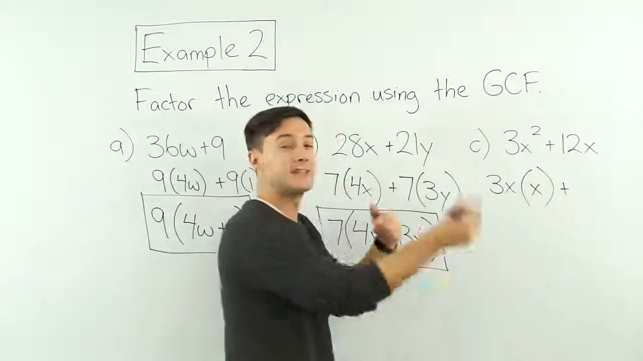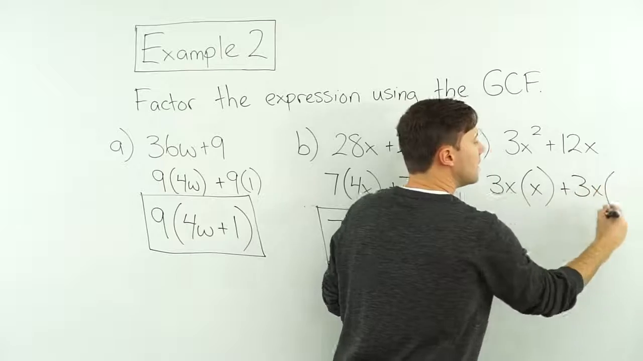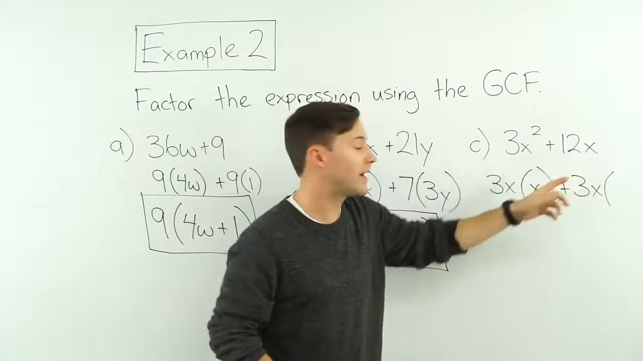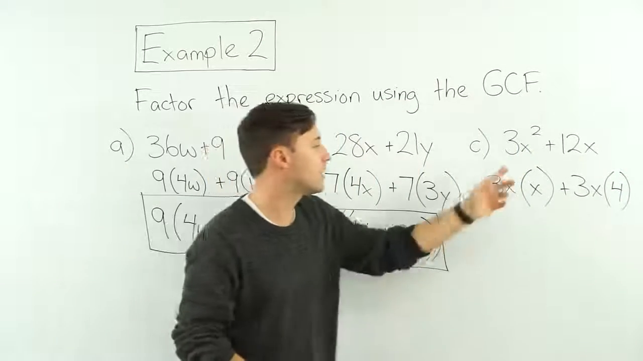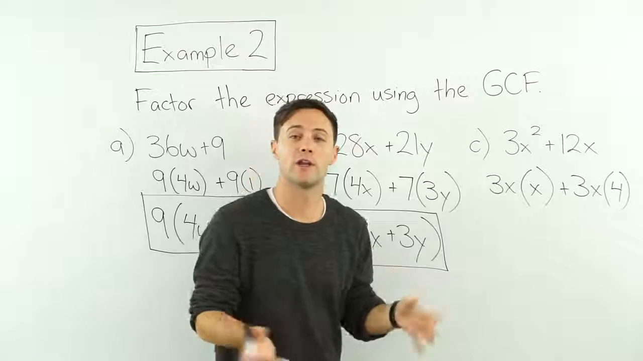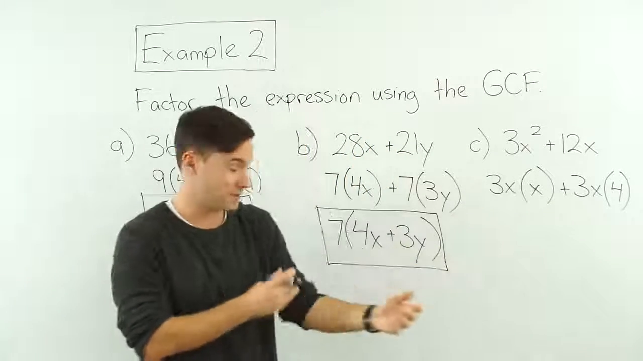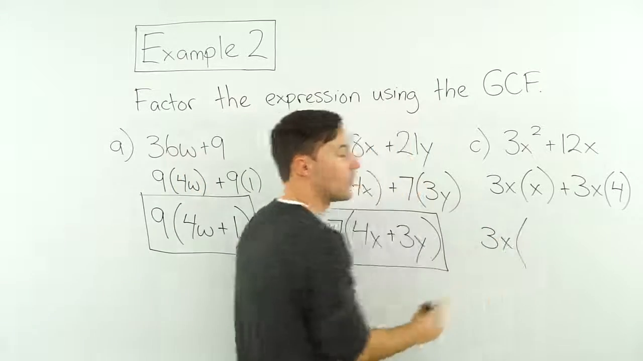Plus, do the same. Factor out the 3x. 3x times what is going to give me 12x? Well, what's left over? Just the 4. 3x times 4 is 12x. Now we are putting it all together. I factor out the 3x from both terms, bring it outside the parentheses. So I've got 3x. What's left over?